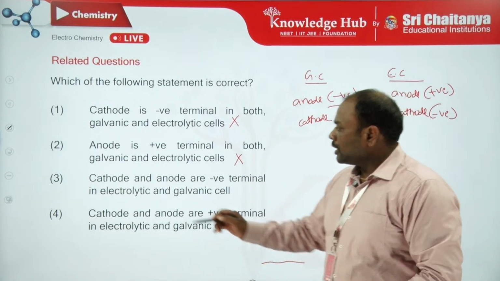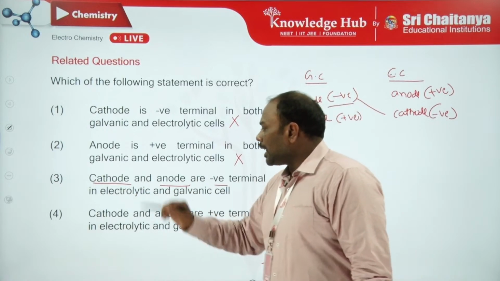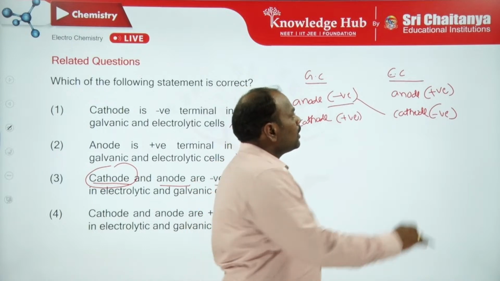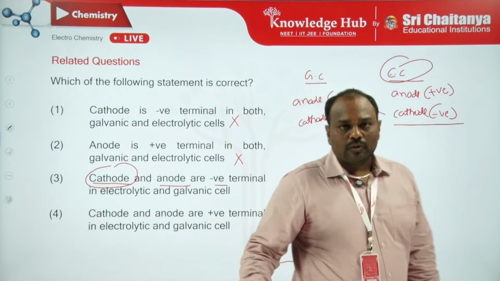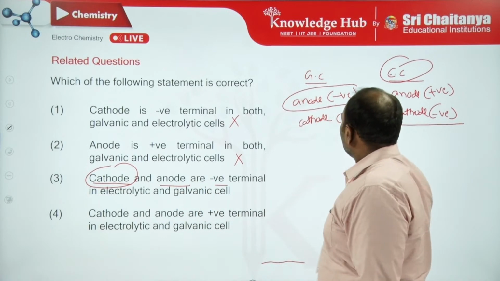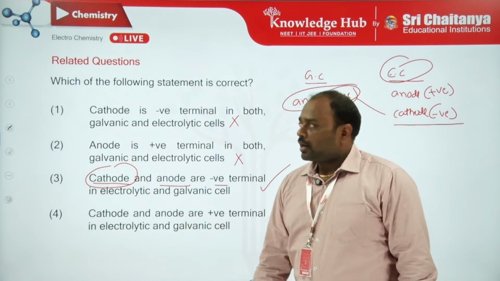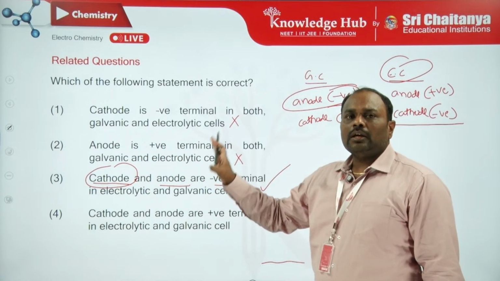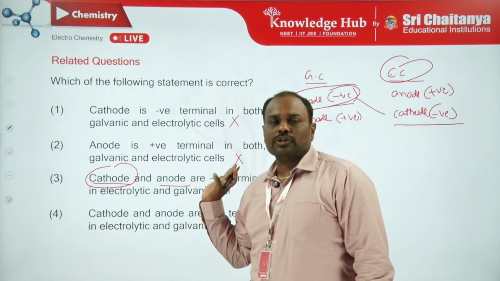Go for the third. Cathode and anode are negative terminals in electrolytic and galvanic cells. In the electrolytic cell, what is the sign of the cathode? Negative. So the cathode part is correct. Next, in the galvanic cell, what is the sign of the anode? Negative. So the third statement is correct. By verification, the third option is the correct answer for the given question.